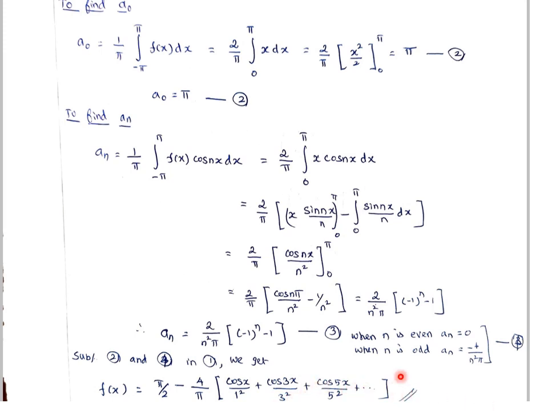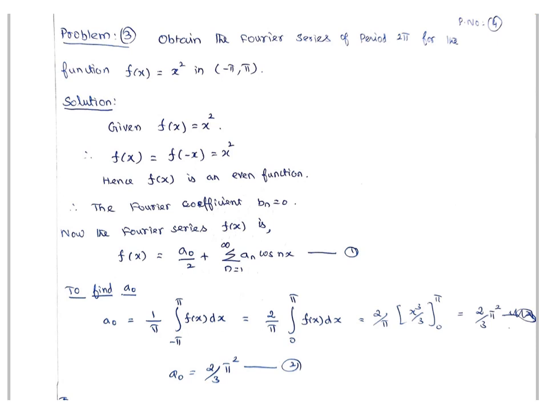Okay, next let us see another problem. The next problem is f of x equal to x square. The given function f of x equal to x square is in the whole domain minus pi to plus pi. As we already saw, f of x equal to x square is an even function. Therefore, the Fourier coefficient bn will become 0. In this problem also, it is enough to find the Fourier coefficients a0 and an.